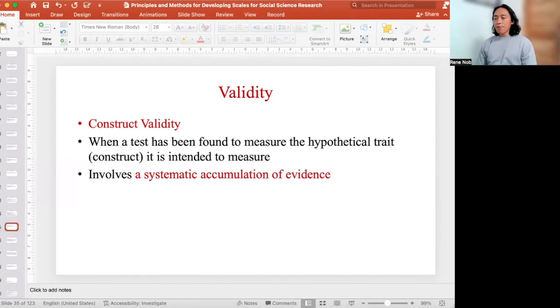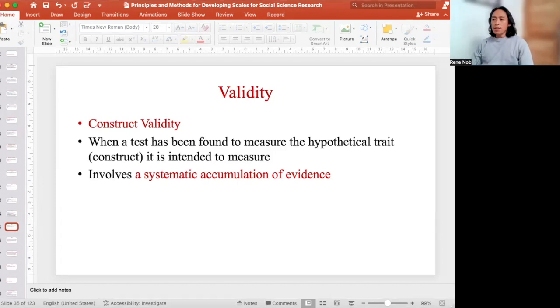The next type of validity is what we refer to as construct validity. Now, construct validity is not a single thing. There are many ways by which construct validity can be established, but all in all, it's referred to as the characteristic of the test or the scale when it is found to measure the trait or construct that it is intended to measure. And like I've said, it's very complex to establish construct validity, and normally it requires a systematic accumulation of evidence over the years.